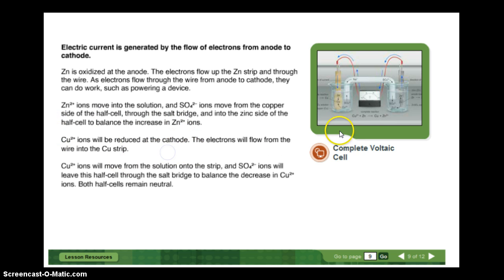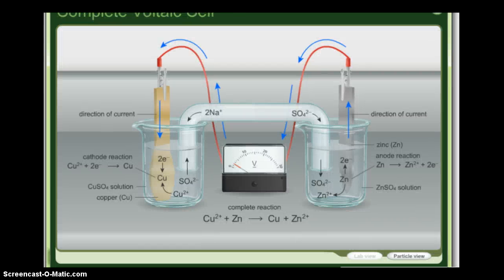Copper plus 2 ions will be reduced at the cathode. The electrons will flow from the wire into the copper strip. So the electrons started at the zinc, they power the light bulb, they keep going, now they're in the copper. Copper plus 2 ions will move from solution into the strip, and the sulfate ions will leave this half cell through the salt bridge to balance the decrease in copper plus 2 ions. Both half cells will remain neutral. All right, and then the picture, of course, blown up a little bit more.